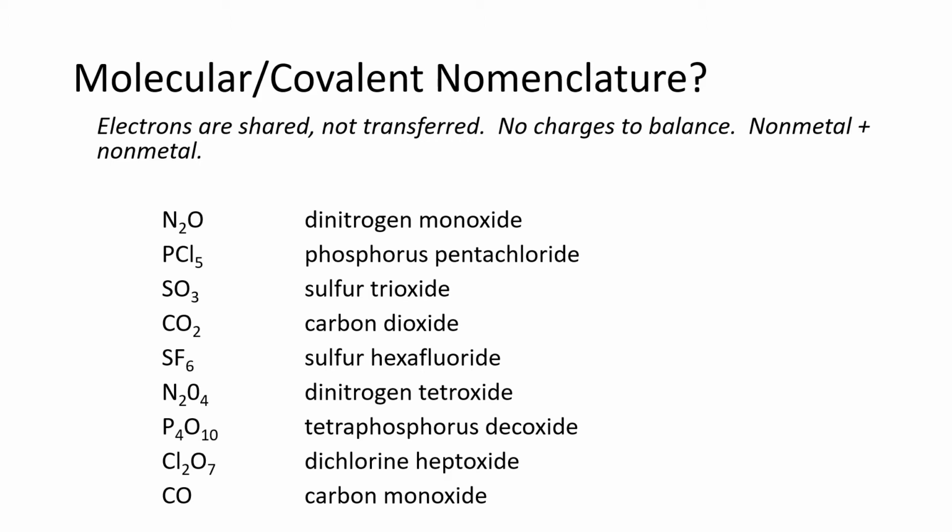So take a look at this list. You might want to pause the video and look for whatever patterns you can find. Just looking through this list, I'm seeing things like phosphorus pentachloride, dinitrogen tetroxide, tetraphosphorus decoxide. So it looks to me like some of this is very similar to our ionic nomenclature. We have the first element named first, the second element named second. The second element has the IDE ending going all the way down.